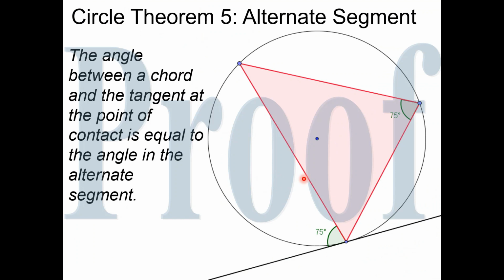The next one is the alternate segment theorem, which states that the angle between a chord and a tangent at the point of contact is equal to the angle in the alternate segment. And so this is the assignment for you. Go and find out how to prove this.